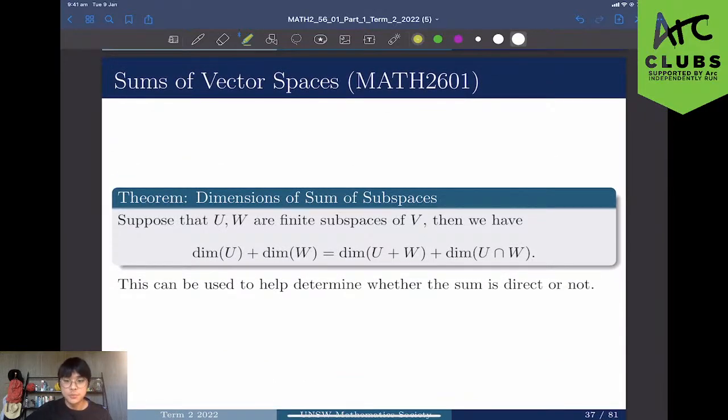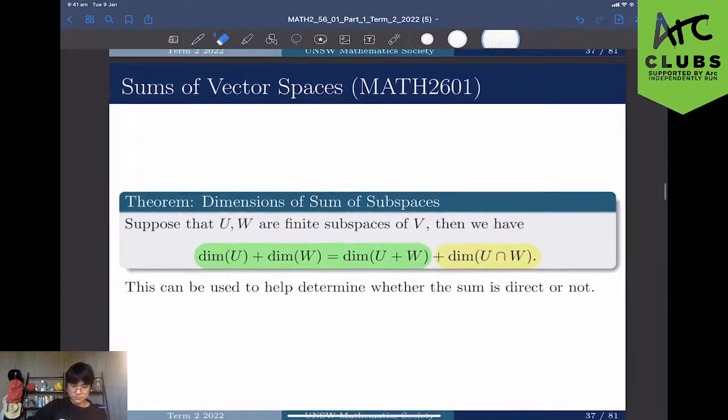Yeah, and this can help determine whether a sum is direct or not, because as we know, if a sum is going to be direct, this is going to be equal to 0. So if we have these three values, and by this equation we can prove that this is equal to 0, that's how we can prove that a sum is direct.